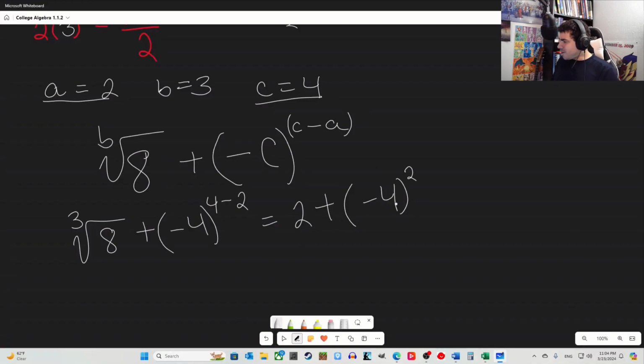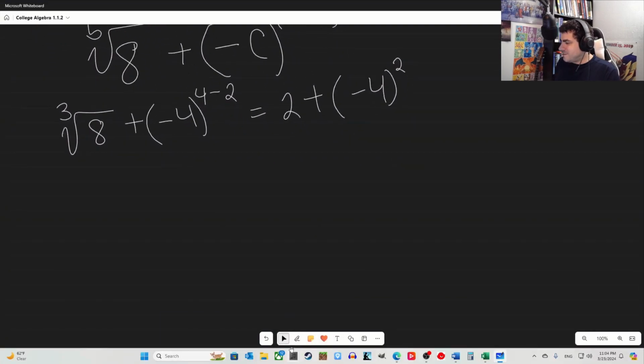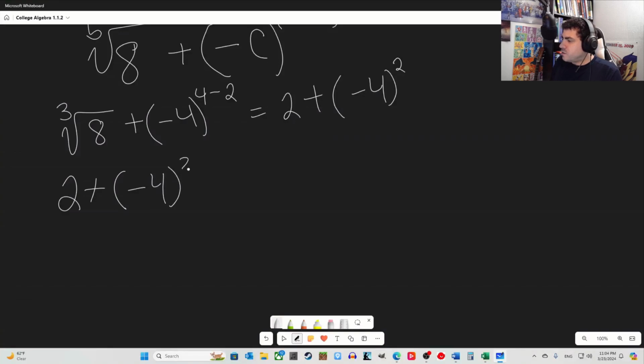So now, look at me. Why am I writing sideways? I'm all diagonal. All right, let's try to level that out. So we got 2 plus negative 4 squared. All right, let's do the exponent. We got 2 plus negative 4 times negative 4. Now we're doing negative 4 times negative 4. Why? Because it was in parentheses.